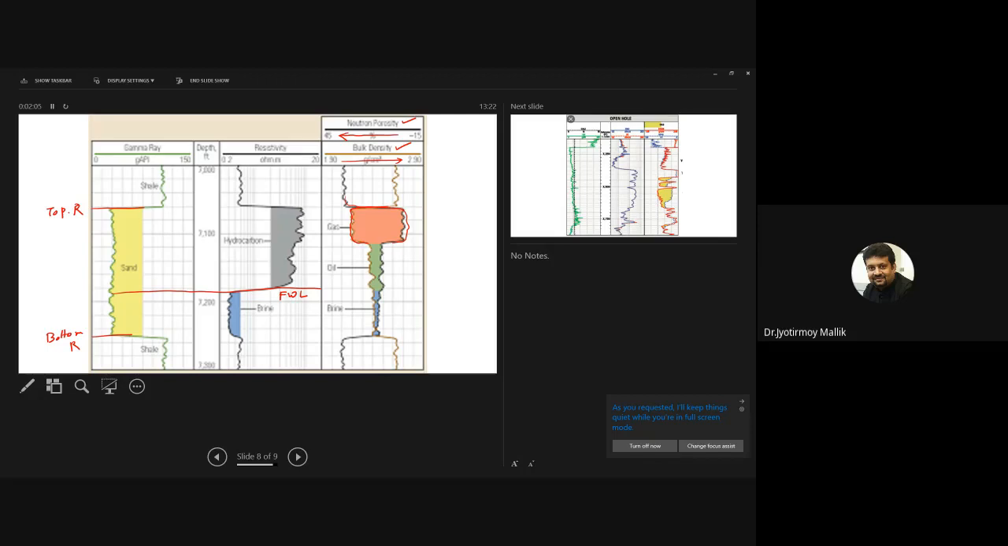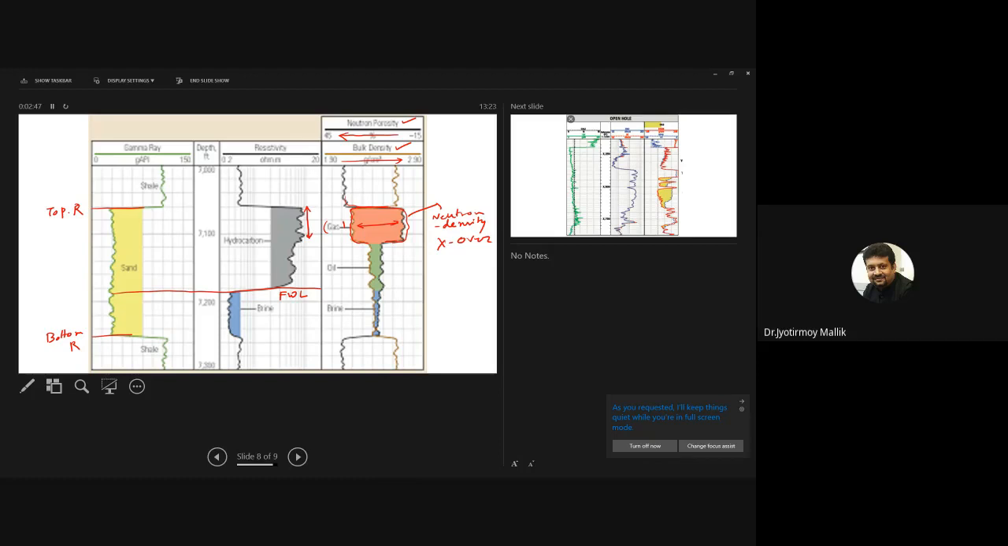And then there is quite a flat separation. And this is what we call neutron density crossover. And such a large neutron density crossover is a typical representation of gas. So this interval is perhaps filled with gas that you cannot distinguish from the resistivity curve. That you can distinguish only from the neutron density curve.